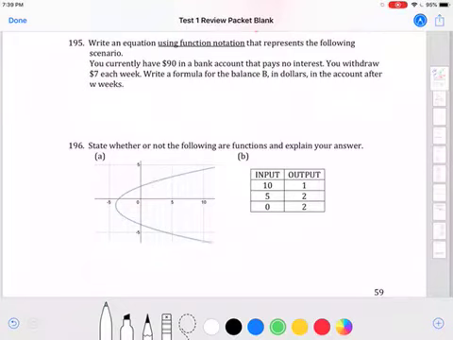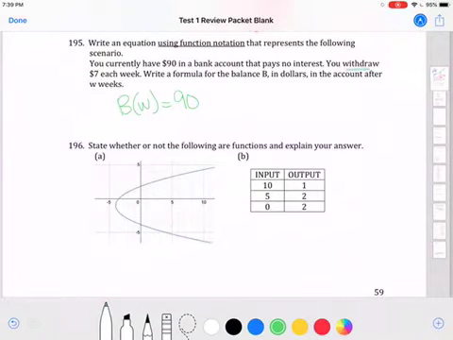So this is a formula for the balance. That's going to be B, and it is a function of the amount of weeks. So B of W equals. Now, don't worry too much about that. The rest of it is really what's important. So you currently have $90. That tells me right away I'm starting with $90.